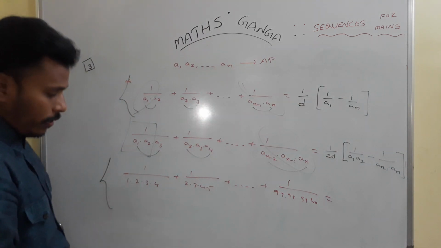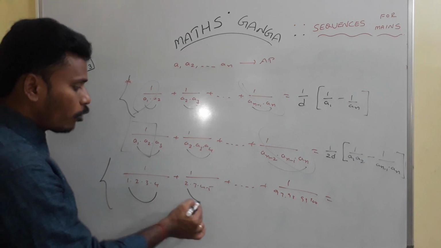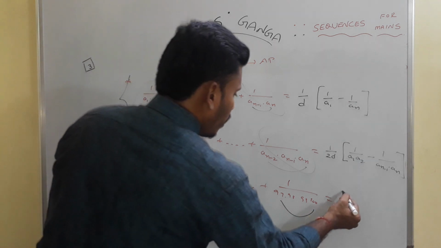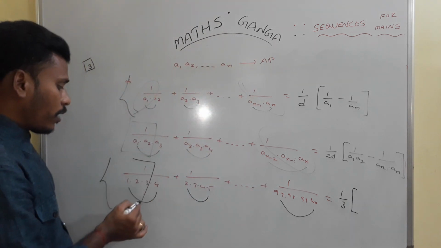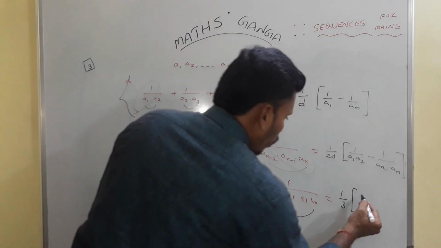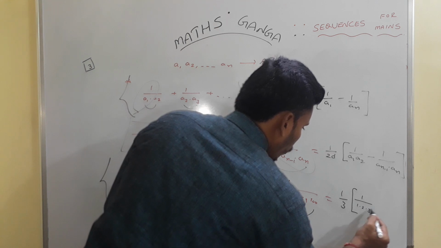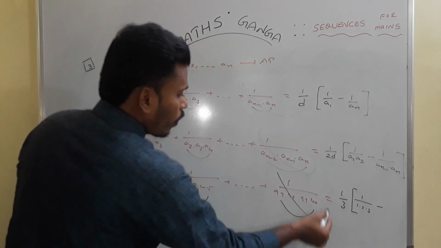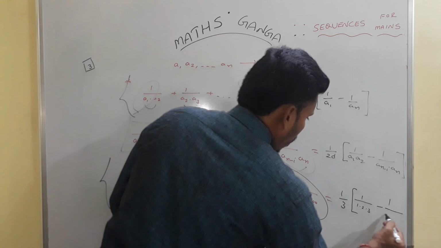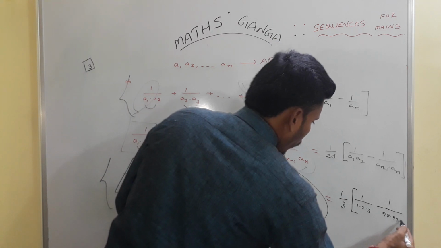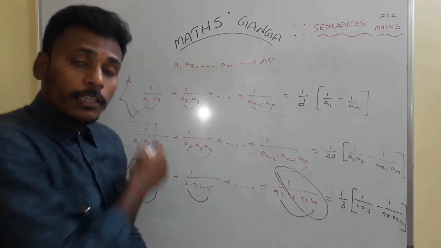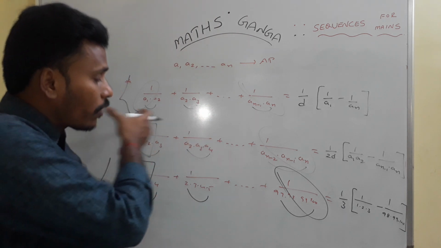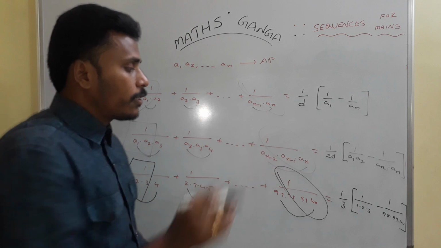Whereas if you observe this one, the difference between 1 and 4 is 3, 2 and 5 is 3, 97 and 100 is 3. So you just write 1 by 3 times the first part. What is the first part here? 1 by 1 into 2 into 3. Minus the last part. What is the last part here? This is the last part: 1 by 98 into 99 into 100. You will get the sum of n terms of the sequences of this format in this manner.